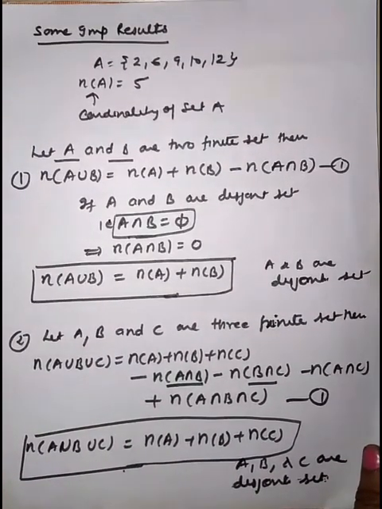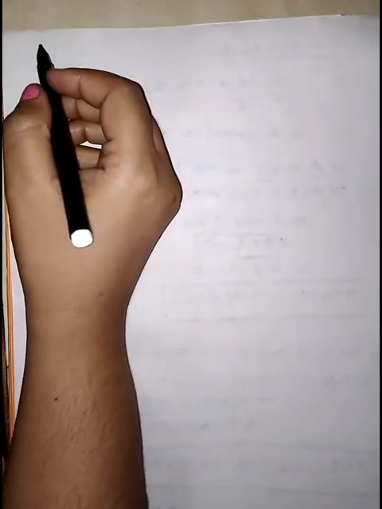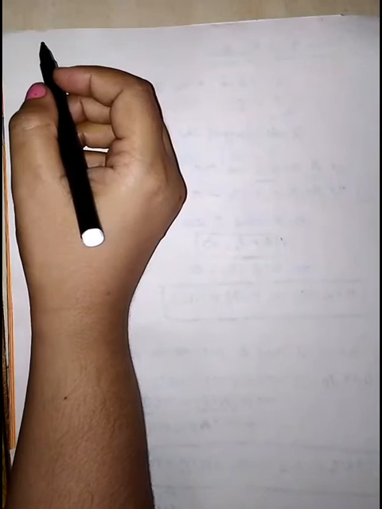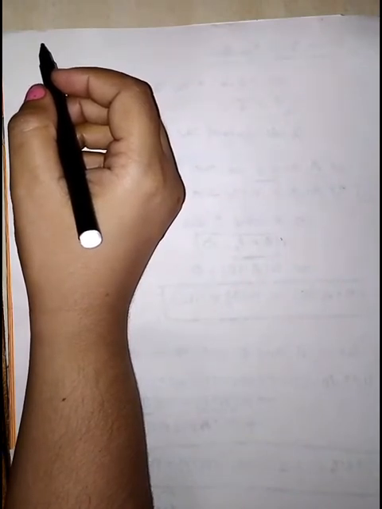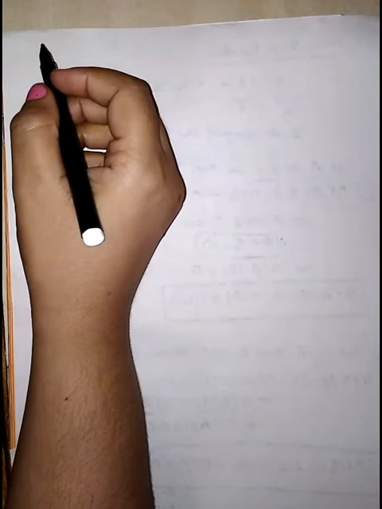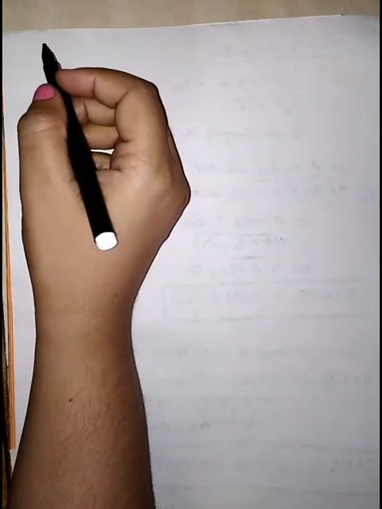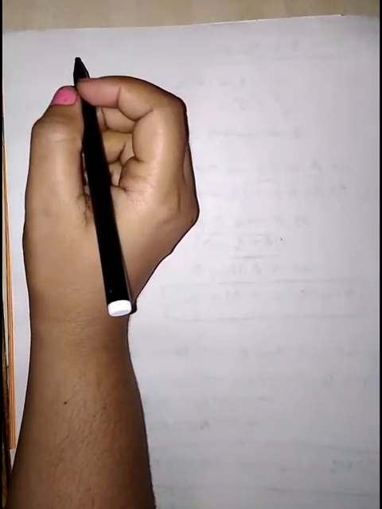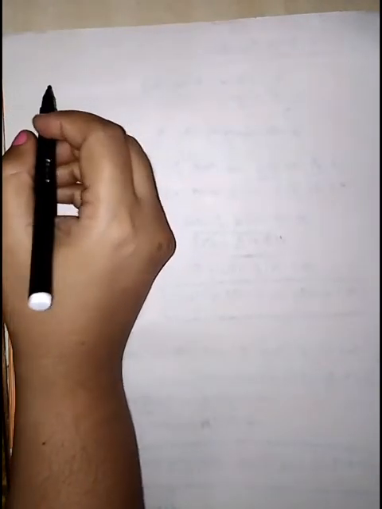Now I'm taking some examples. Look, there are two methods for solving the questions. The first is using these results, and the second is using the Venn diagram. It depends on you which method you like. You can use both methods if you want to practice the examples.